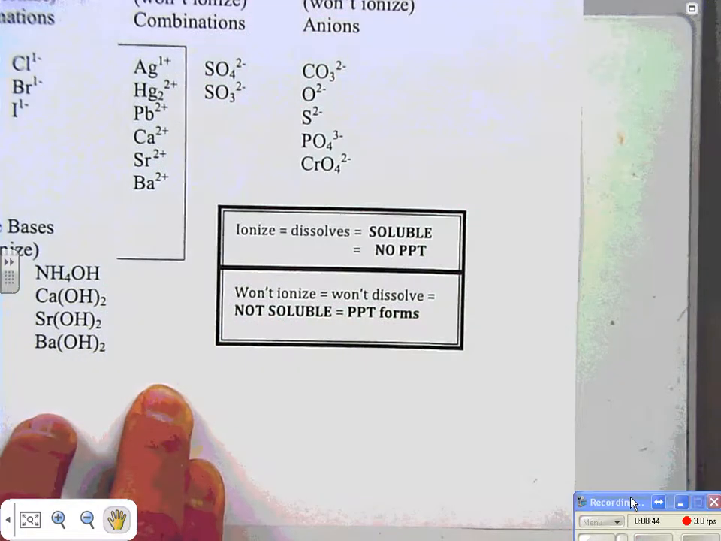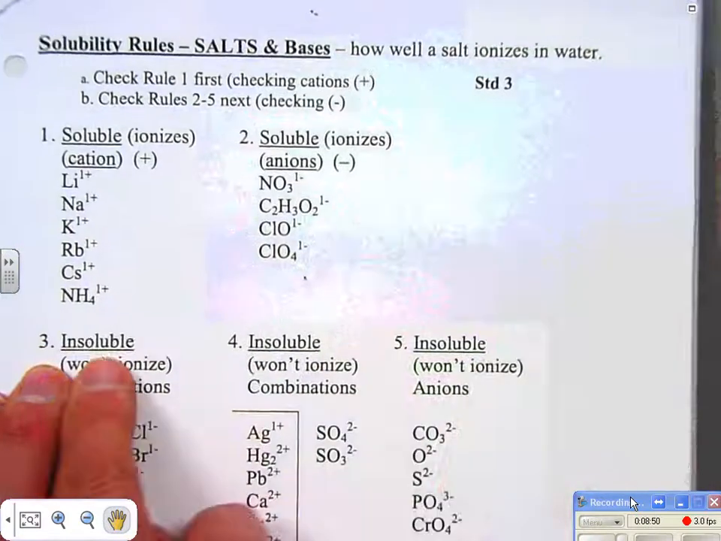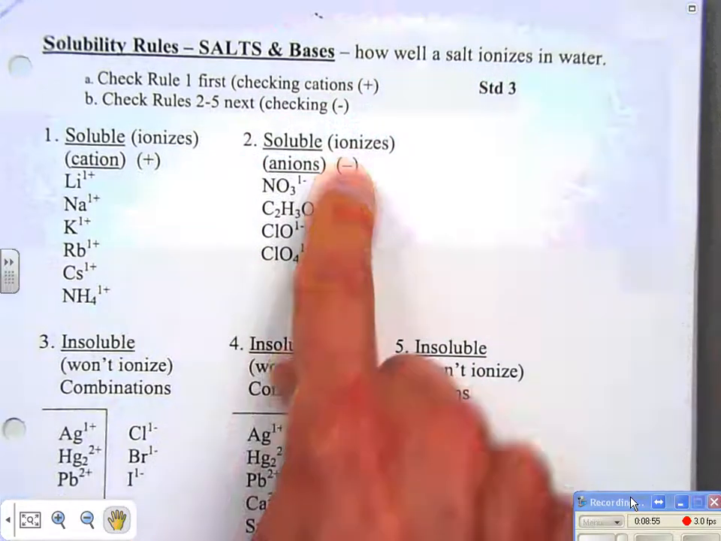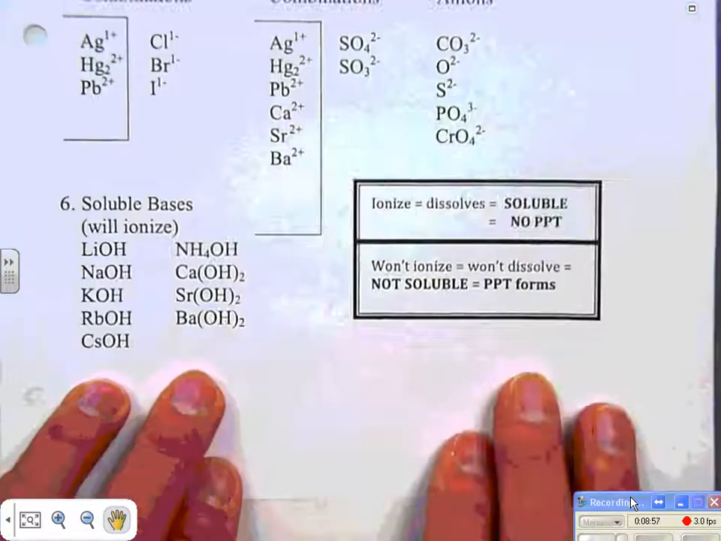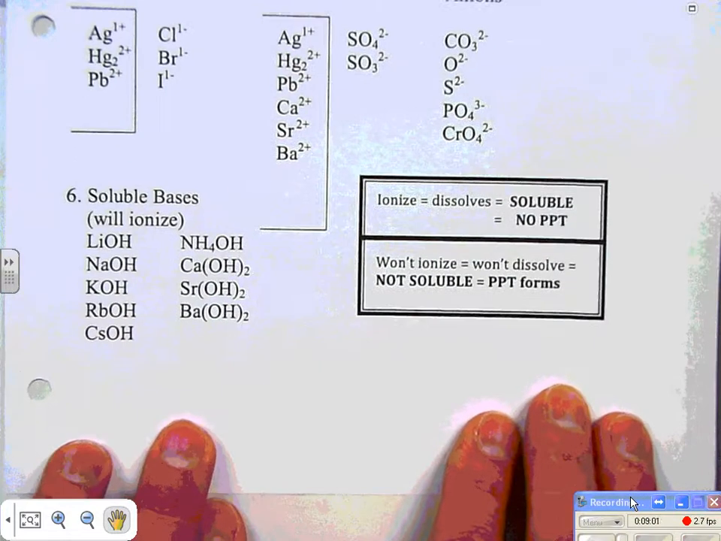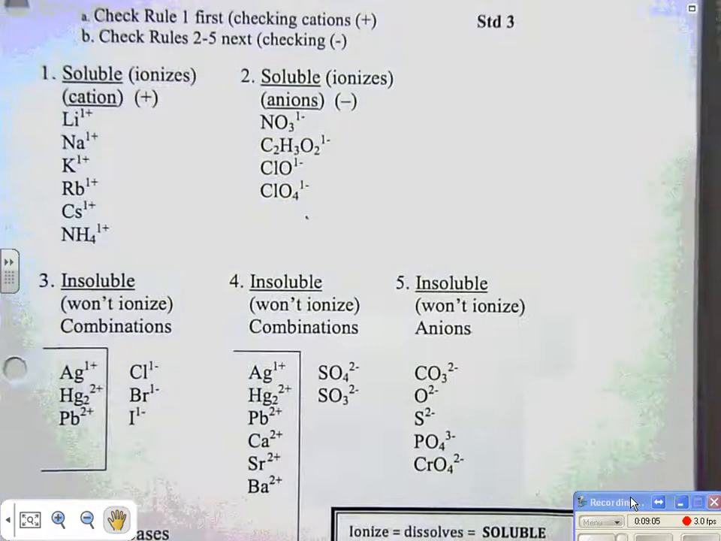I'm trying to keep these out here and just use these terms: insoluble across here, soluble across here, and soluble down here in the bases. All of these bases are soluble in water. So that should do it for you.